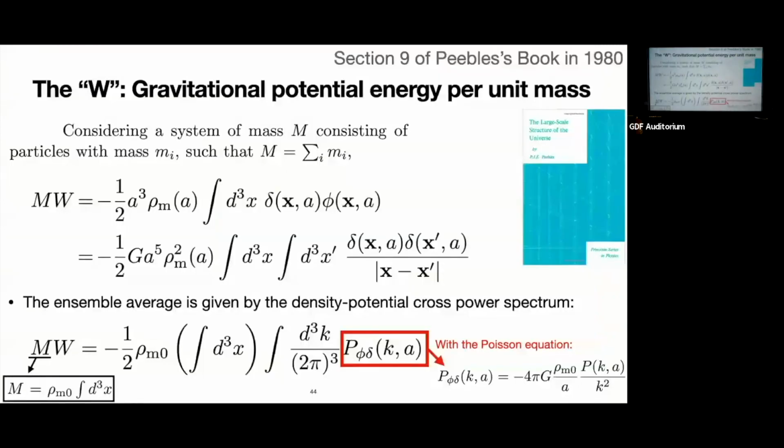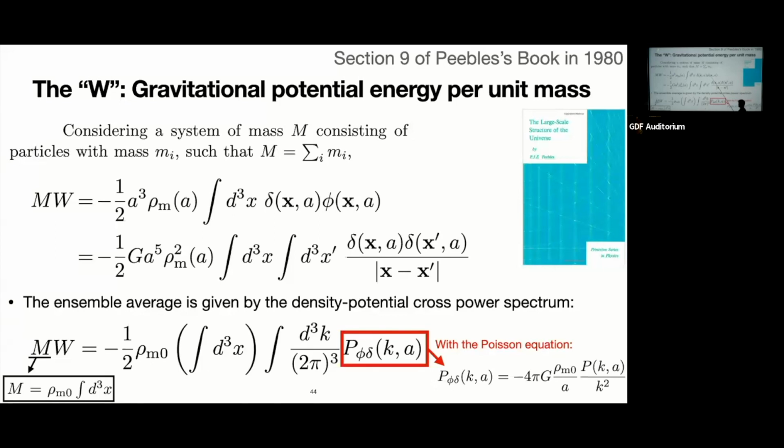All right. So if you now open Jim Peebles' textbook from 1980, he has all the answers. So a gravitational potential energy density, W, times m, which is the mass. This W is the gravitational potential energy per mass, and if you multiply that by the total mass, you get the gravitational potential energy. This is actually nothing but density times potential integrated.